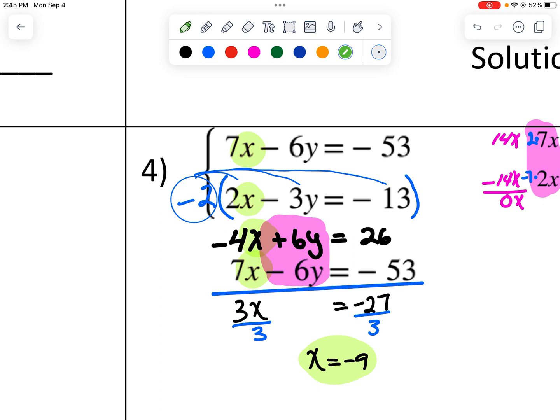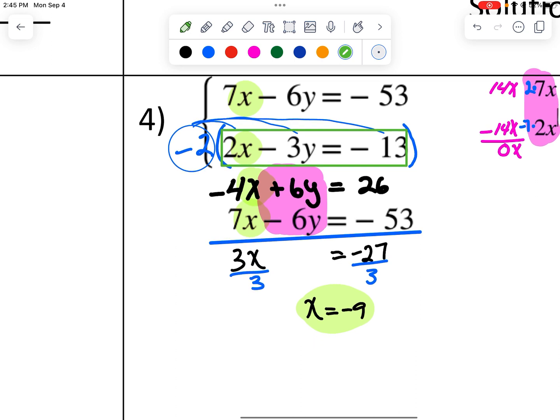I picked the one where the math looks easiest. And in my mind, this problem right here is where the math looks easiest. The math is going to be smaller because my numbers are smaller. The math is going to be smaller because my 2x is positive right now. So I'm going to pick that equation. That equation is 2x minus 3y is negative 13. I am going to erase the x and replace it with the value of x, which is negative 9.